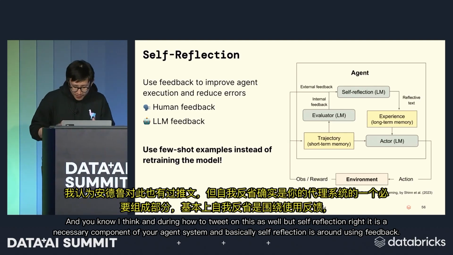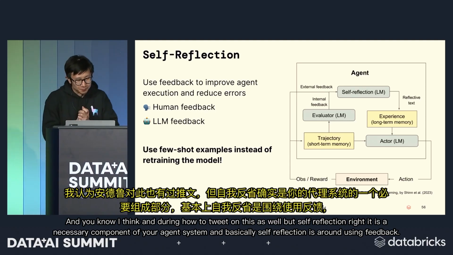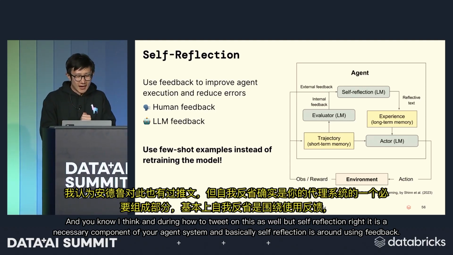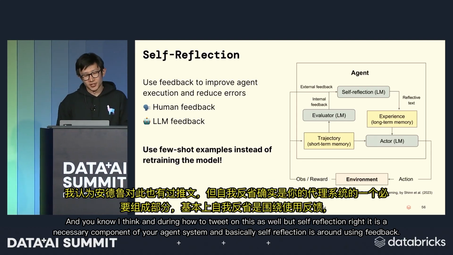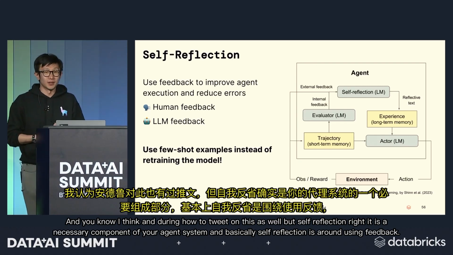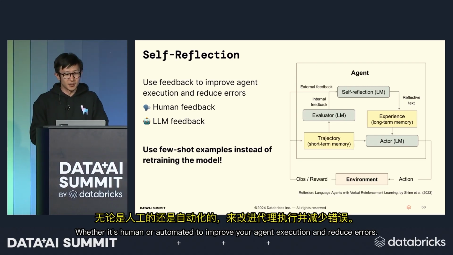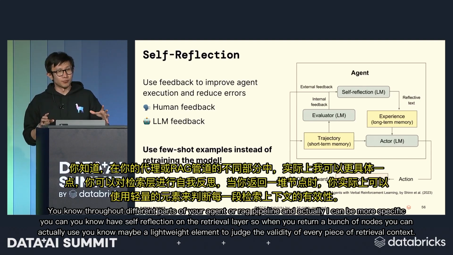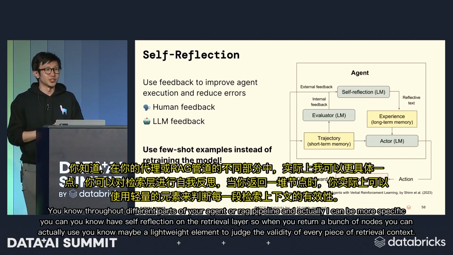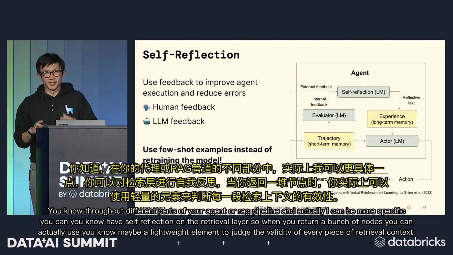And I think Andrew Ng had a tweet on this as well, but self-reflection, right? It is a necessary component of your agent system. Basically, self-reflection is around using feedback, whether it's human or automated, to improve your agent execution and reduce errors. So actually adding this layer throughout different parts of your agent or RAG pipeline, and actually I can be more specific.